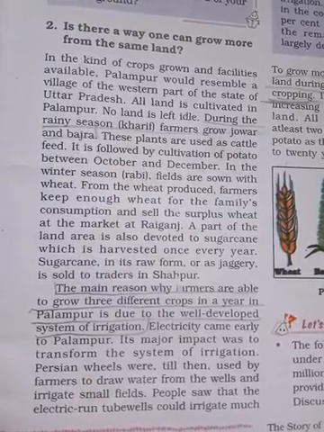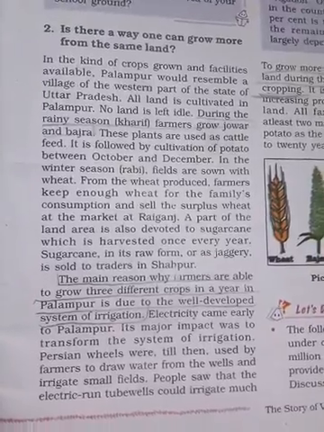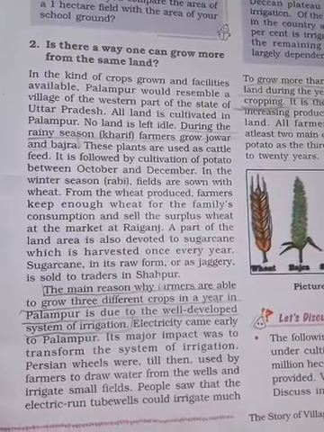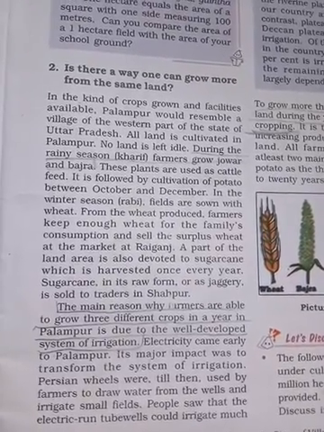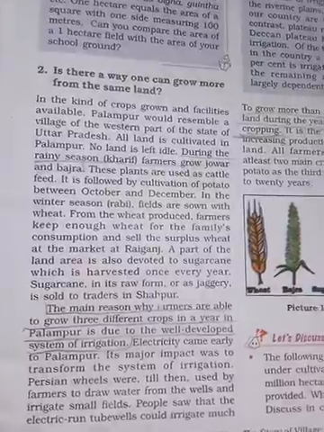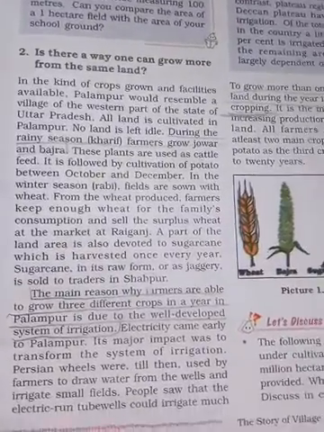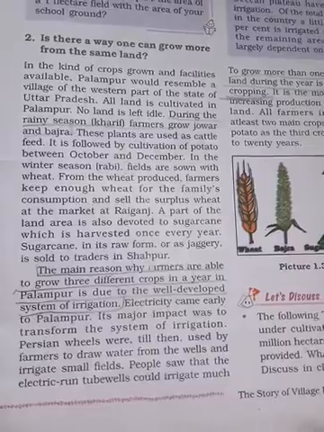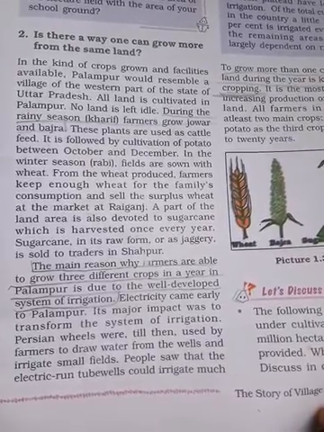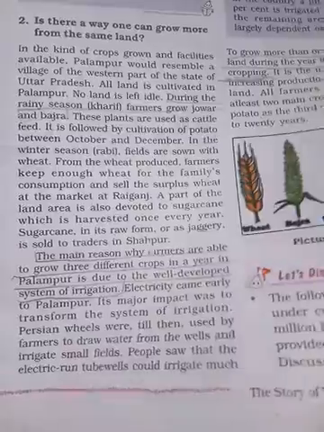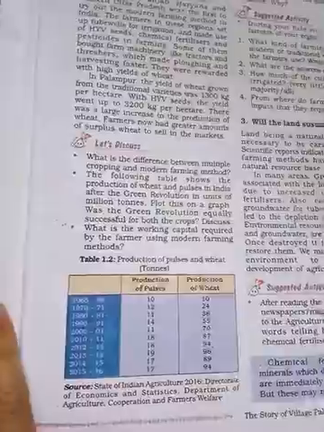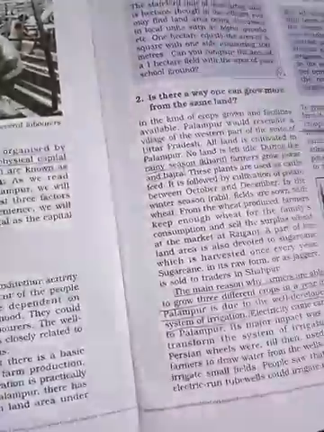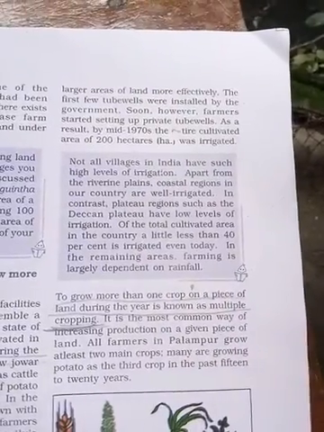That means this irrigation facility is well developed, so they are using different methods, like the Persian wheel, to draw water from the well, and they used to irrigate even a small field. The people get water for their agricultural fields through electric run tube wells. That means from the electric facility they are able to perform this. So let us see the larger area.